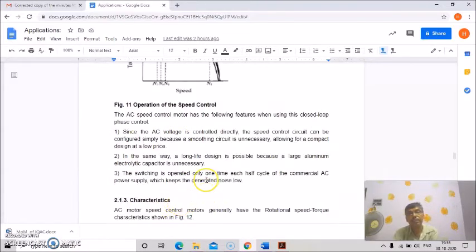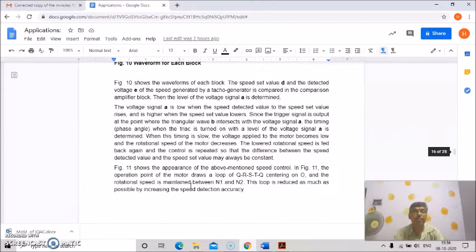Since the AC voltage is controlled directly, the speed control circuit can be configured simply because a smoothing circuit is unnecessary, allowing for a compact design at a low price. In the same way, a long life design is possible because a large aluminum electrolytic capacitor is unnecessary, and the switching is operated only one time each half cycle of the commercial AC power supply, which keeps the generated noise low.